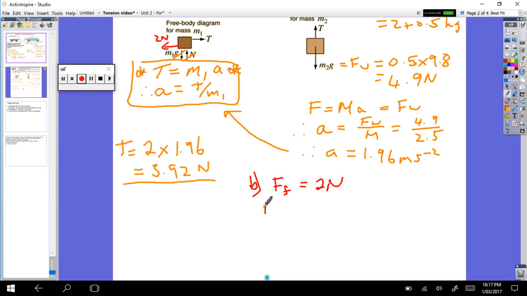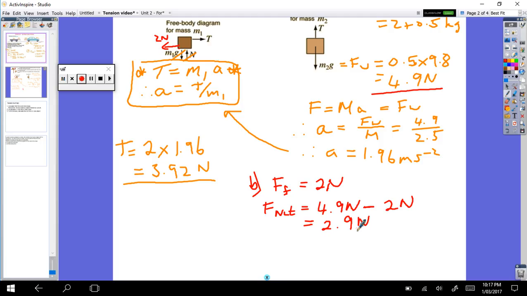Now our net force is going to be 4.9, because we had 4.9 newtons from up here. That's the force pulling the masses down towards the ground, minus the frictional force, because the frictional force is in the other direction, it's backwards. So we subtract that and we get 2.9 newtons, and that's our net force, the force that's left over.